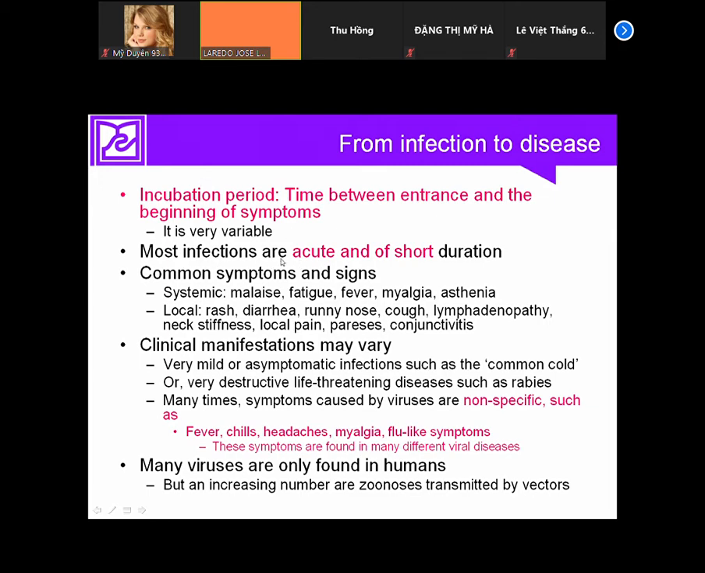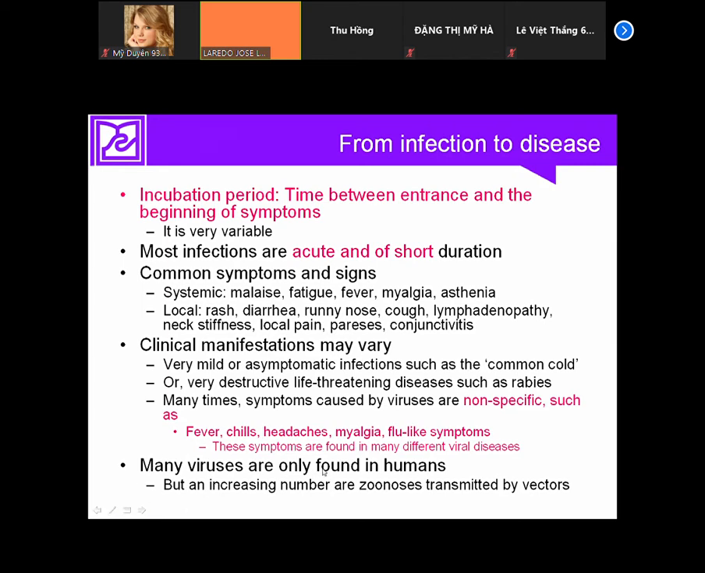Most viral infections are very short and acute. Most viral infections are very mild or even asymptomatic. For many viral infections, the symptoms are non-specific. That means fever, chills, headache, myalgia, or flu-like symptoms. So look, many different viral diseases show the same symptoms. These symptoms are non-specific.